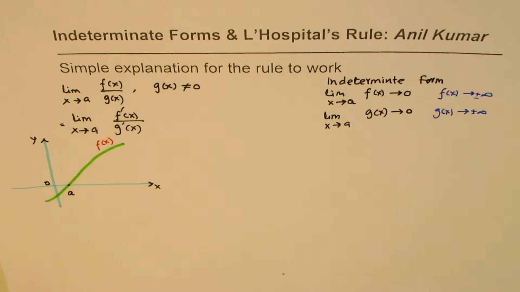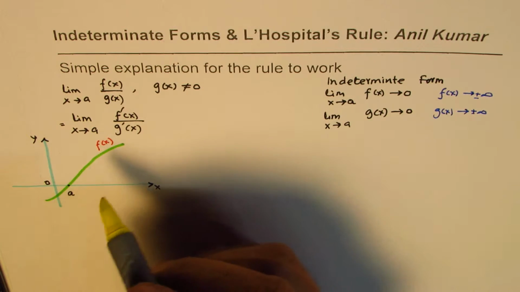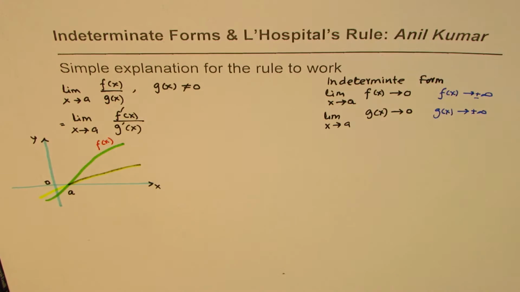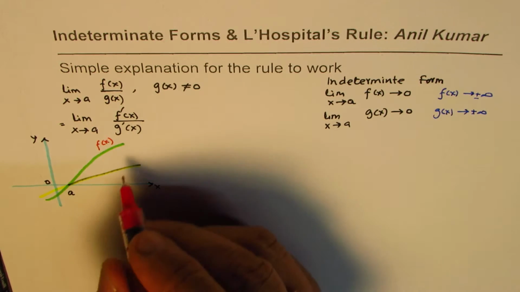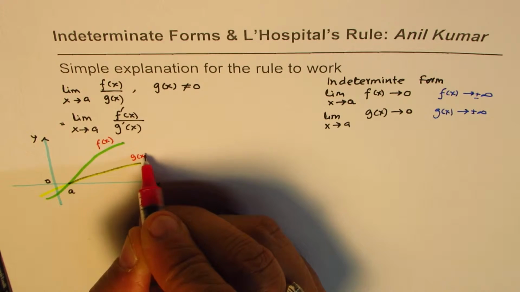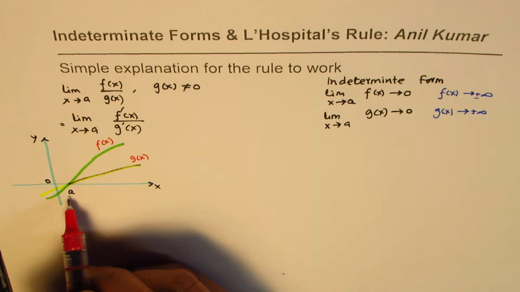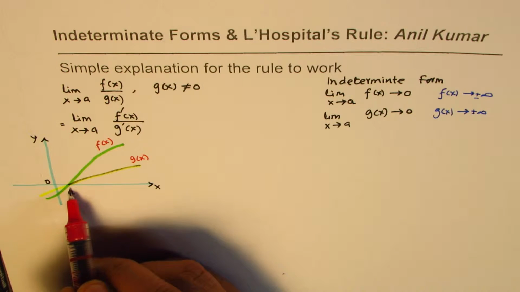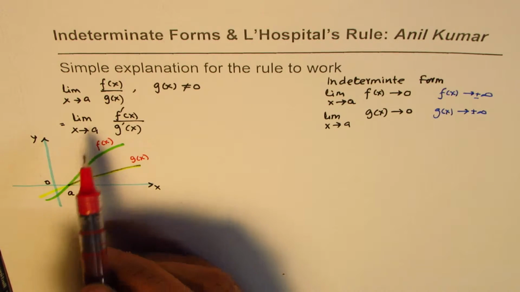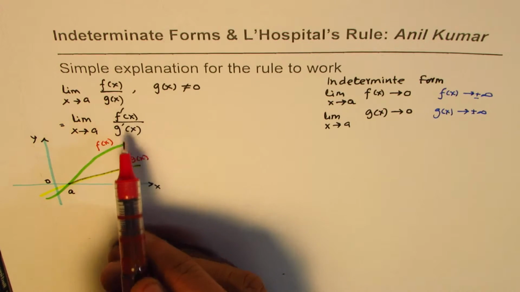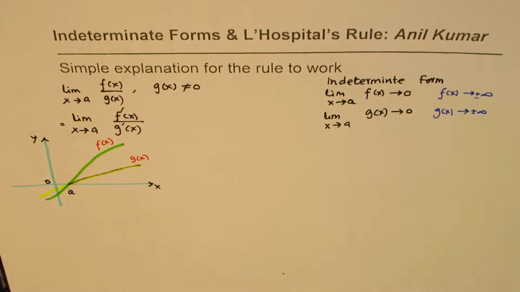Now if I consider another function, let us say g of x, let me sketch another function here. Let's say kind of like this. So let this function be g of x. Now g of x is also approaching 0 as x approaches a. And if we need to find the limit of this quotient, then it is the same as their derivatives.